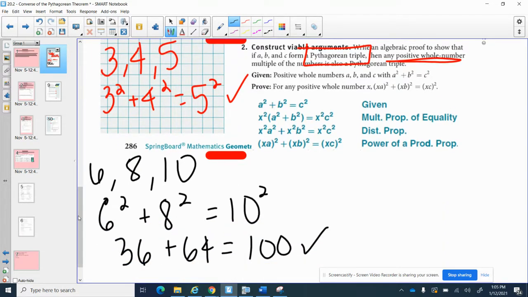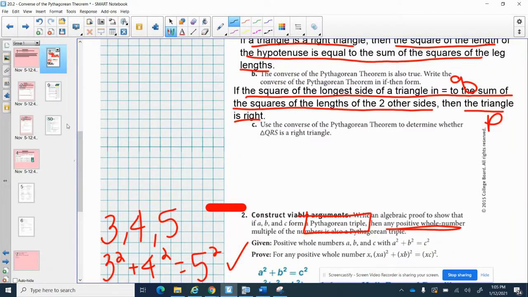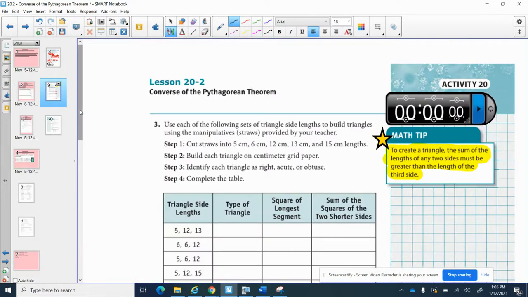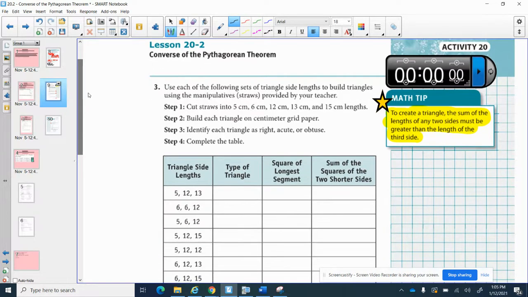Now, moving on from there and continuing with the converse idea, there are other triangles out there besides our Pythagorean triples or our right triangles, even if they're not triples. There are other kinds of triangles, right? We have acute triangles and we have obtuse triangles. So we want to see, using the converse of the Pythagorean theorem, if there is a pattern that is holding true so we can identify if something is right, acute, or obtuse.